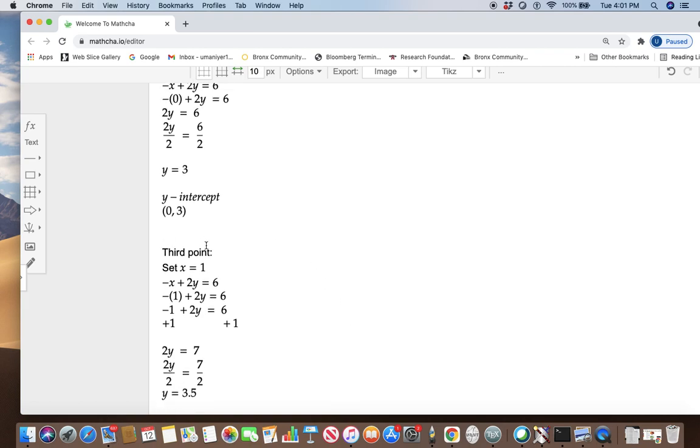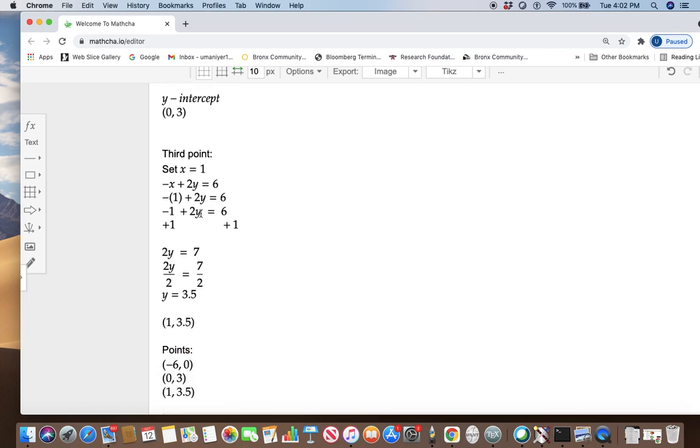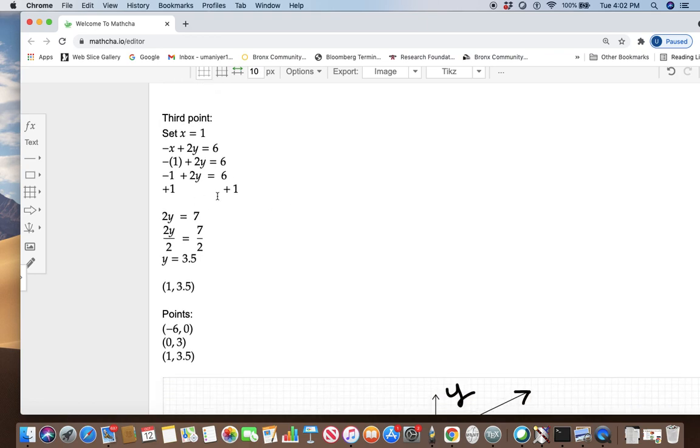Now find a third point. Set x equals anything or y equals anything. I have just set x equals 1 in my equation. X is 1, so that's negative 1 plus 2y equals 6. To solve for y, add 1 to both sides. 2y equals 7. Divide both sides by 2. Y equals 3.5. So 1 and 3.5.